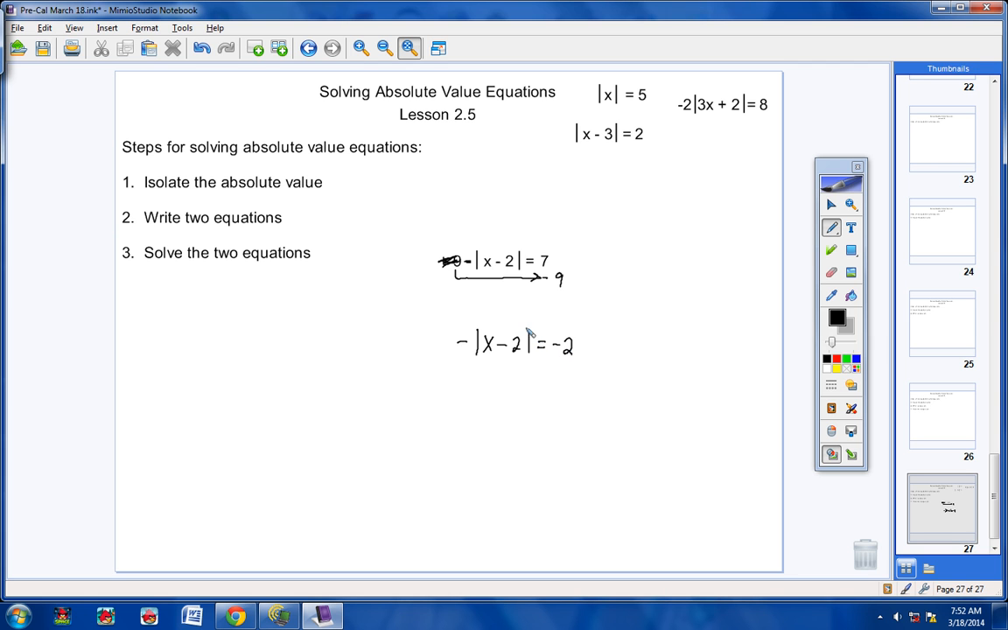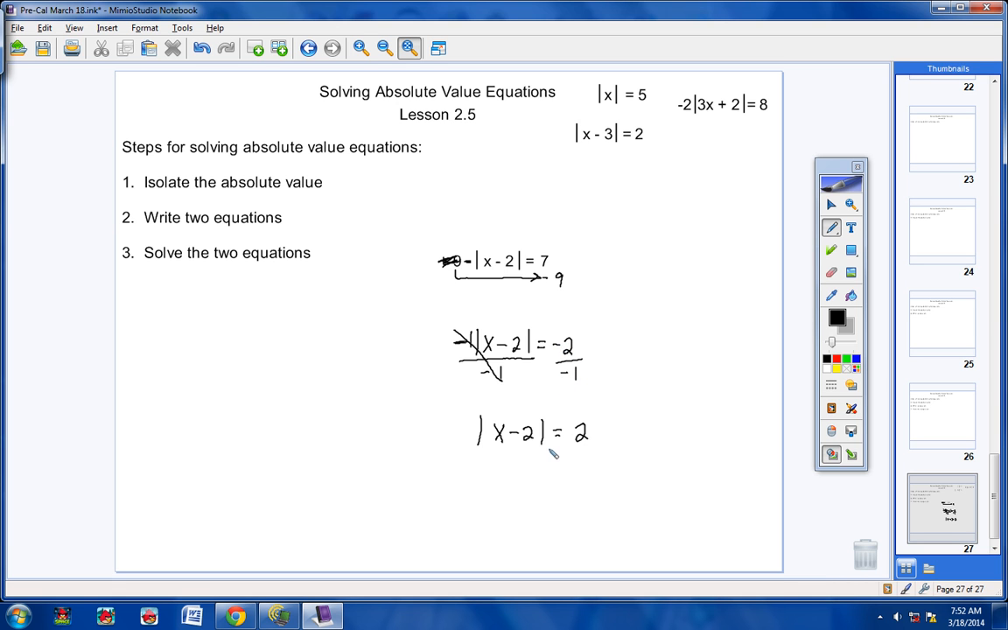Now please don't miss this next step. Really, having this negative sign here means there's really a negative 1 right here. Okay, so the absolute value is really not all by itself yet because there's a negative 1 right here. So I've got to divide this side by a negative 1 and divide this side by a negative 1. If you do that correctly, these cancel out, and now you're left with the absolute value of x minus 2 equals 2, because a negative 2 divided by a negative 1 is a positive 2.